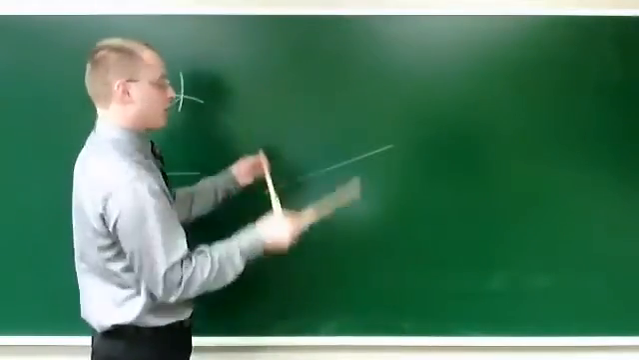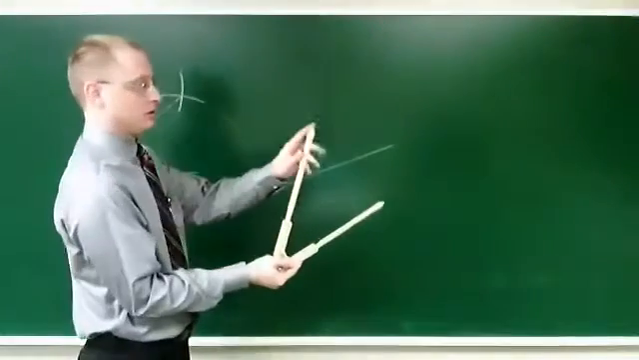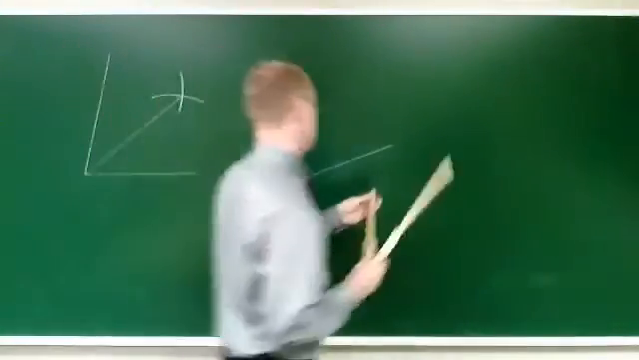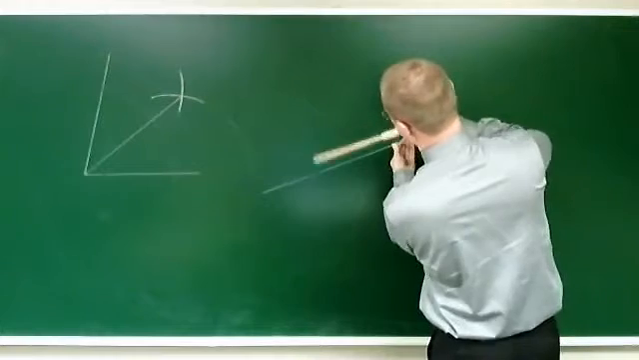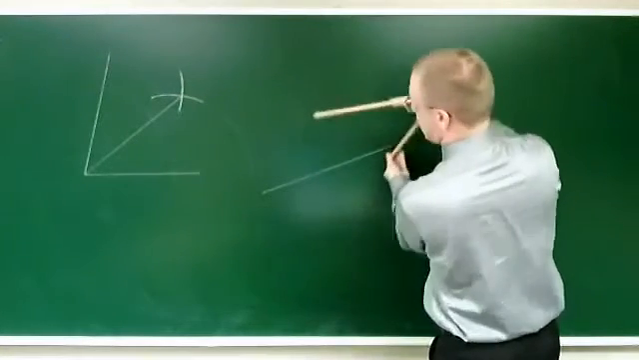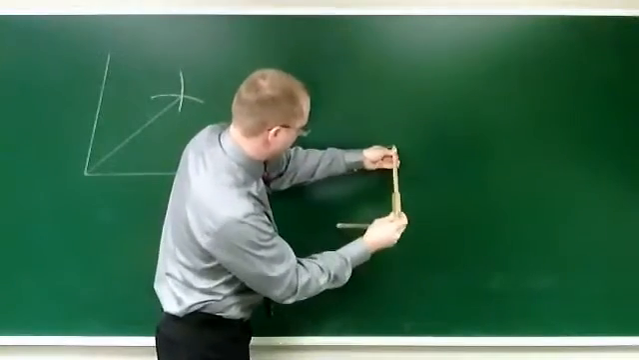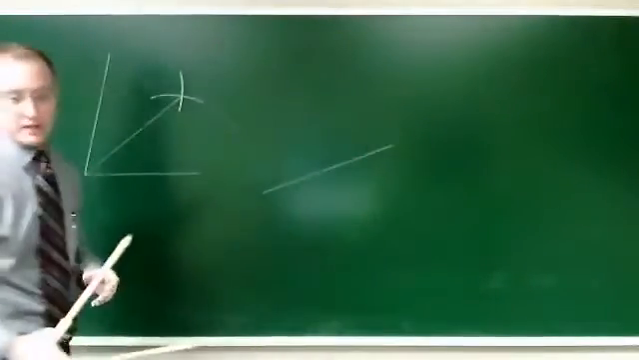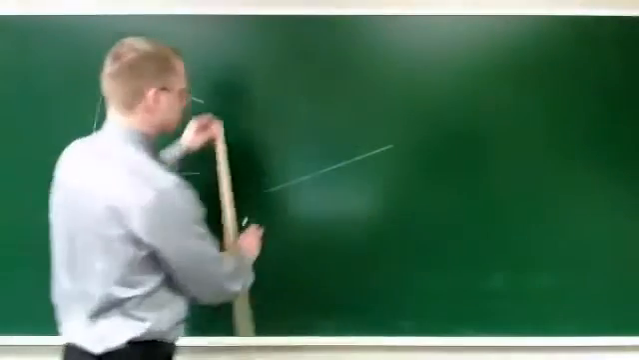Do not close your compass. Put the point of the compass on the other endpoint that you did not use. And now make an intersection with the top and bottom of the arcs that you just made. So make an intersecting arc up there, and also make an intersecting arc down here. And then, of course, connect the dots.